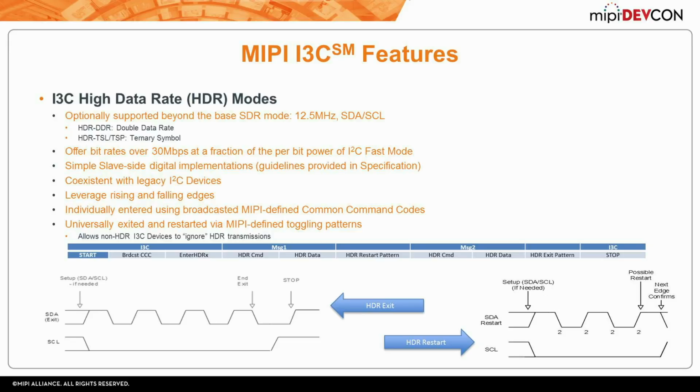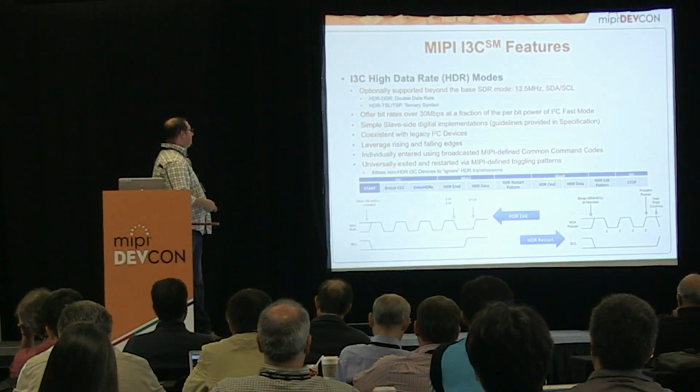And so what we had done is we defined, as I mentioned, a standardized mode to enter HDR, at which point, when you're in HDR mode, devices that do not support HDR effectively look for an exit pattern, a standardized pattern on the bus. So if you don't support HDR, that's fine. You ignore, from this point on, what's on the bus until you see that pattern. Once that pattern is seen on the bus, you're right back and looking for a stop condition.